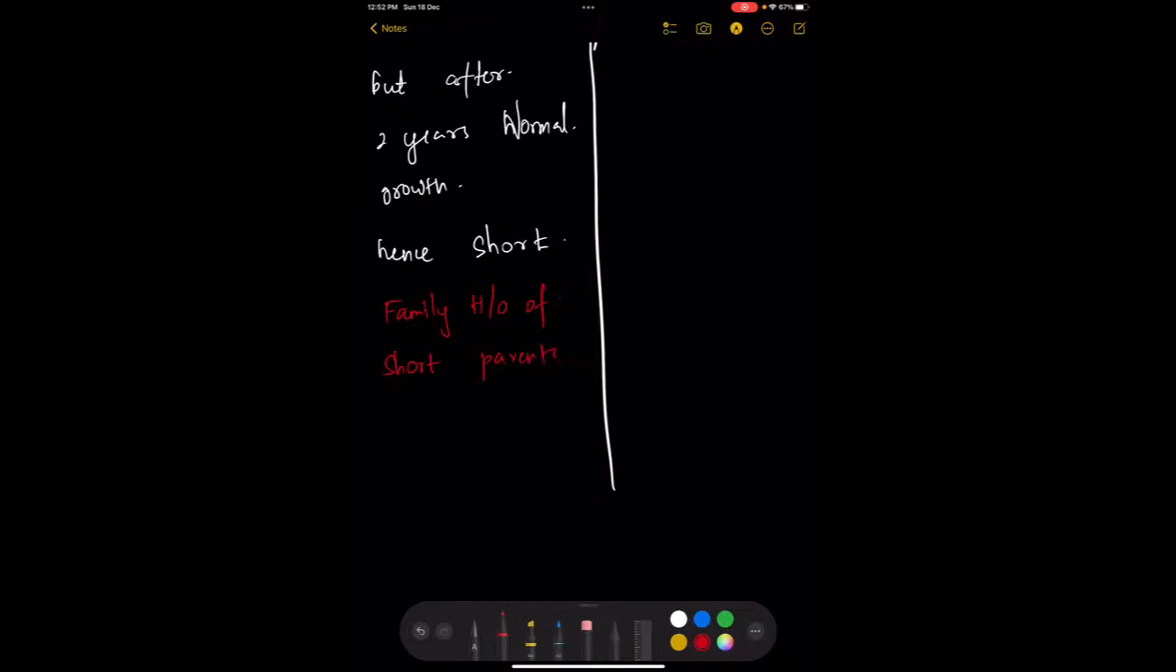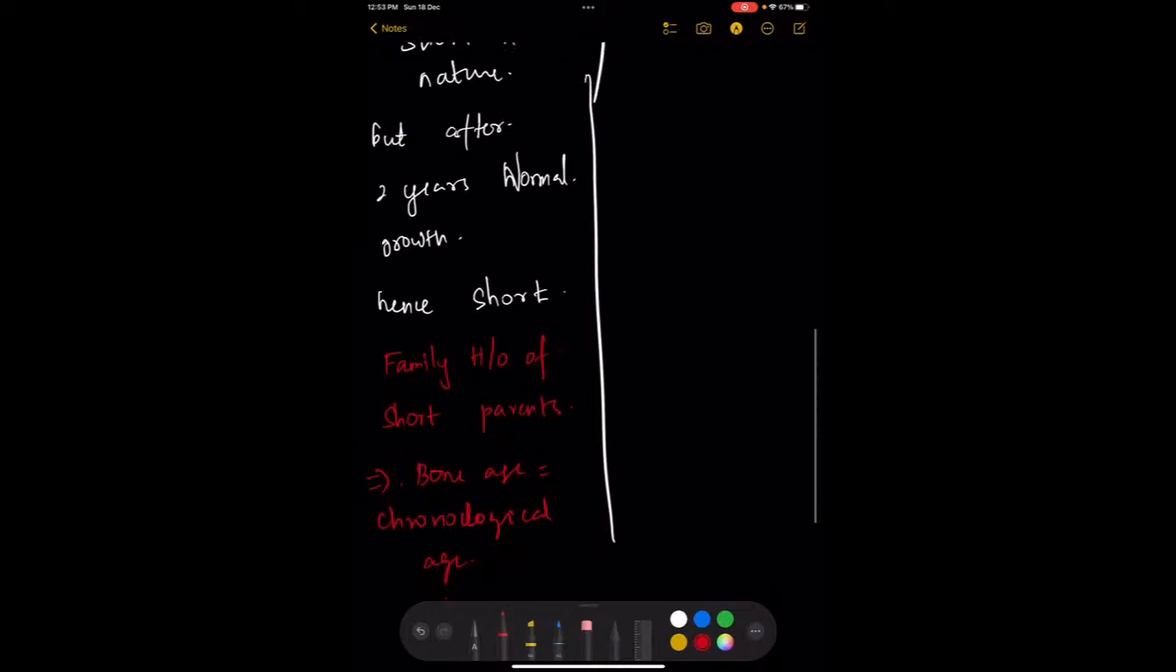Here, an important point: bone age is equal to chronological age. So what is bone age? Bone age is an X-ray. We take an X-ray, find the ossification centers, and then calculate the age. This is known as bone age, which is similar to the chronological age.